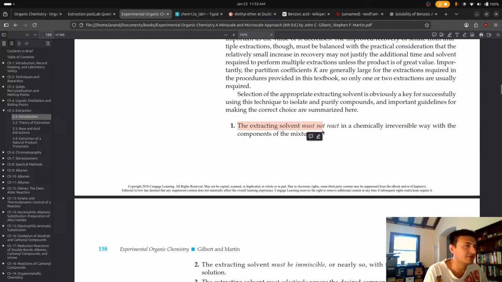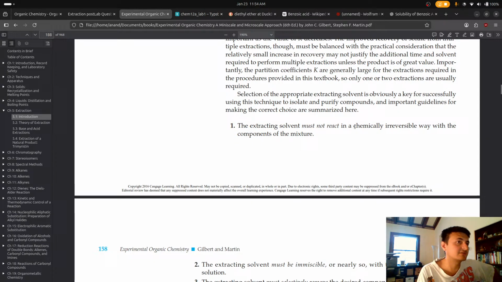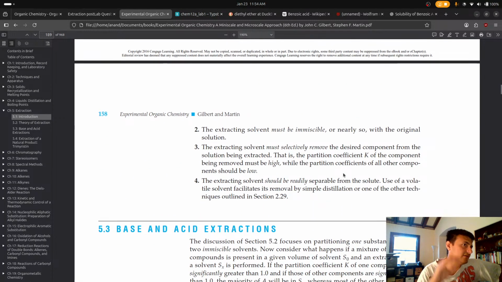Yeah, I mean, if you really want to model it, the complexity is really high. The extracting solvent must not react in a chemically irreversible way. Oh, this is with the acid-base stuff. This is really important. The extracting solvent must be immiscible or nearly so with the original solution.